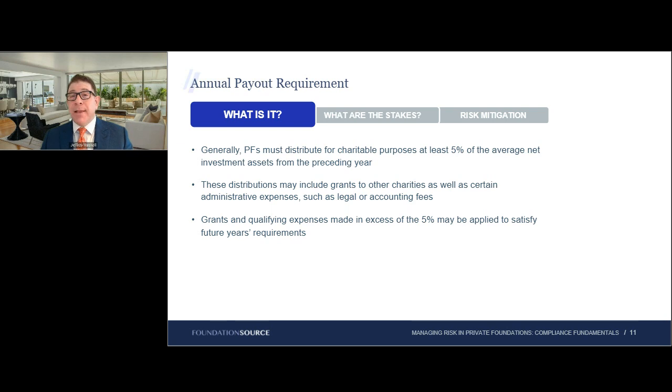paying certain qualifying expenses. Now, except for expenses relating to a foundation's investment assets like bank charges and investment advisory fees, many other overhead expenses like legal, accounting, or philanthropic consulting fees will count towards satisfying the foundation's minimum distribution requirement. Fortunately, also, if the foundation grants more than it's strictly required to grant out in any particular year, any overage or excess can be carried forward and applied to satisfy a future year's distribution requirement.